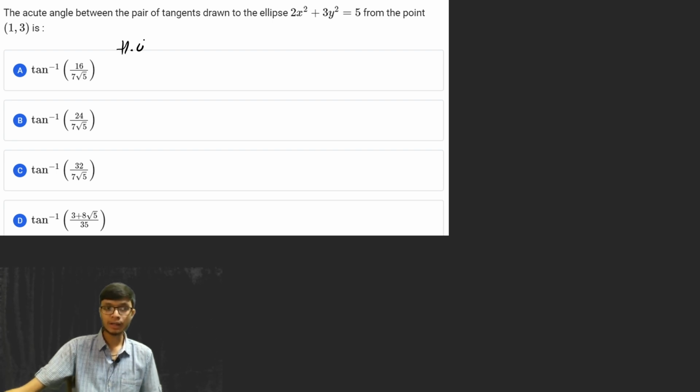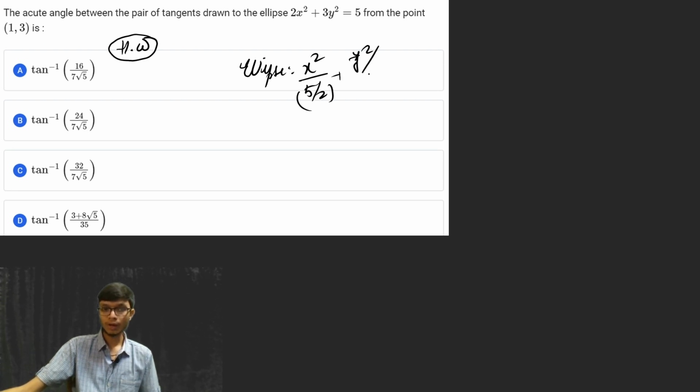I will give a hint, but I would like you to solve this particular problem and definitely come up with the answer in the comment section. Because it's a very important type of problem, and these types of problems are actually asked. Like how to solve this, I will give you some hint. So the ellipse is x square by 5 by 2 plus y square by 5 by 3 is equal to 1.